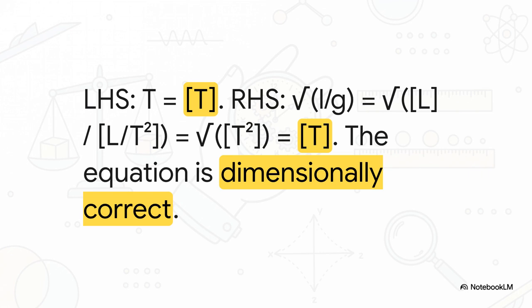We're left with the square root of 1 over t squared. When you flip that fraction, it just becomes the square root of t squared. And what's the square root of t squared? It's just t. So we get t equals t. The dimensions match perfectly. The formula is solid.